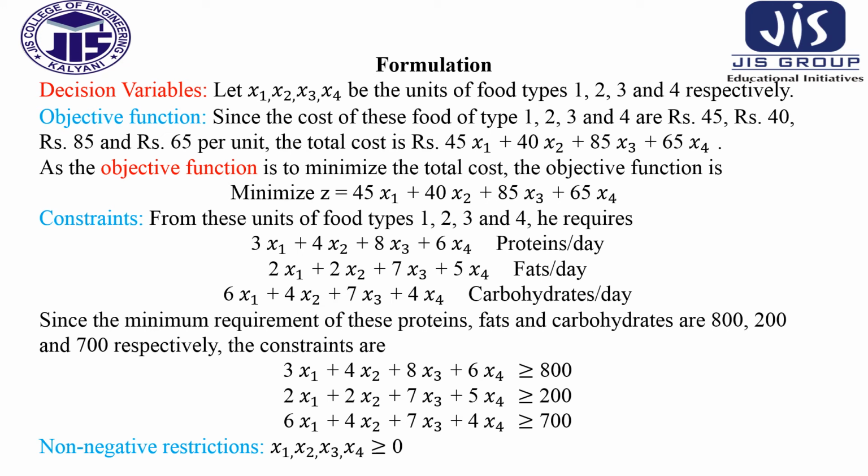So this is the minimum requirement. The carbohydrate requirement per day, 6x1 plus 4x2 plus 7x3 plus 4x4, may be equal to 700 or greater than 700, but it cannot be less than 700. So 6x1 plus 4x2 plus 7x3 plus 4x4 greater than or equal to 700. And all the decision variables, by the non-negativity constraint, will be greater than or equal to 0. So this is the mathematical formulation, the LPP formulation, of the real world problem of example 1.